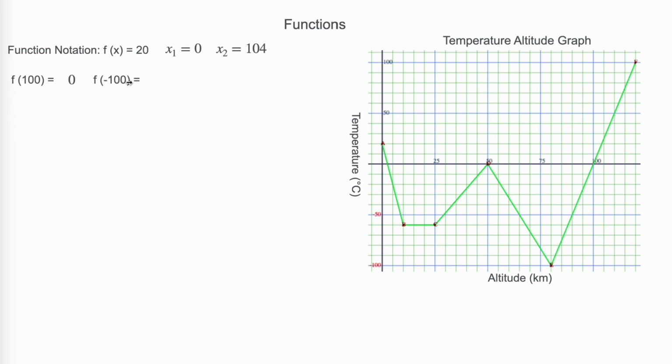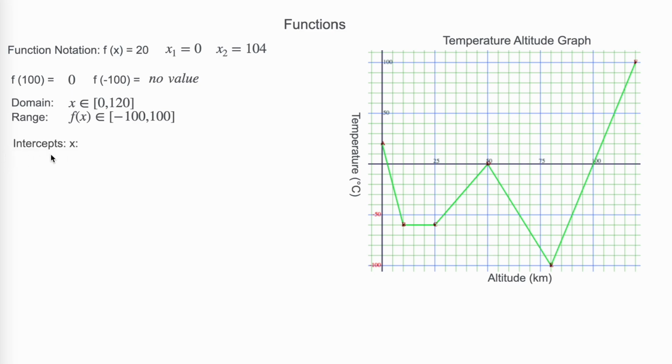f of negative 100. When x is negative 100, notice we don't have that on here. It's not on our graph. When x is negative 100, there is no value. The domain is all the x values. We're starting at 0 and we're going to 120. So the domain is x is a member of 0 to 120. The range are all the y values from the lowest y value, which is negative 100, to the highest y value, which is positive 100. f of x is a member of negative 100 to 100.